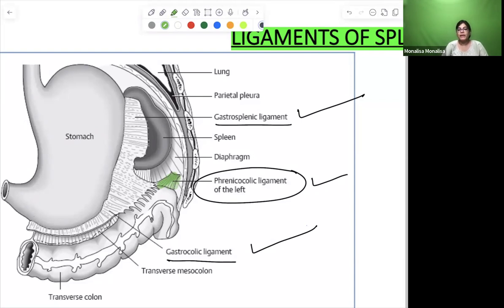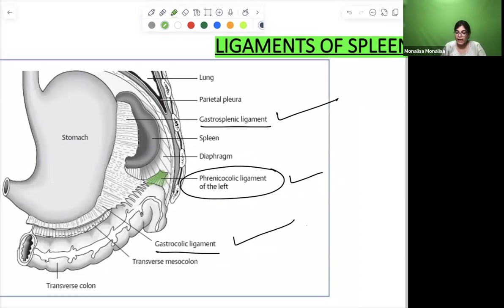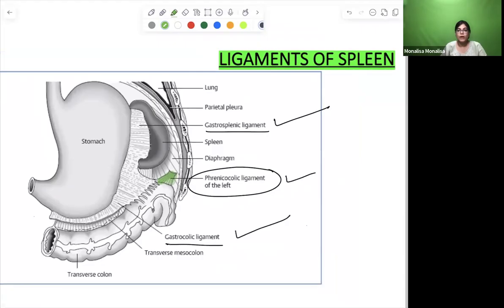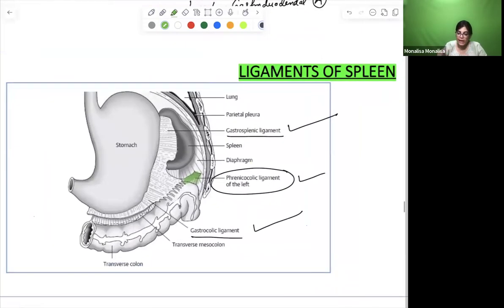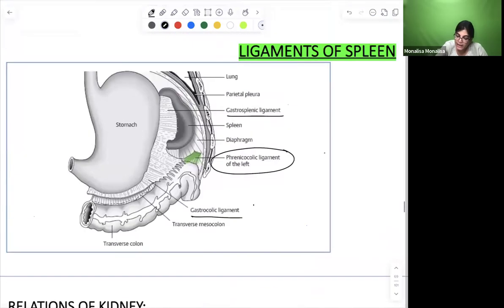So basically we are now concerned about the ligaments of the spleen. The most important topic for the spleen is only the ligaments, which is asked. So we have got 3 ligaments. See here, these are the 3 important ligaments concerning the spleen. So basically the content has been asked in examination.